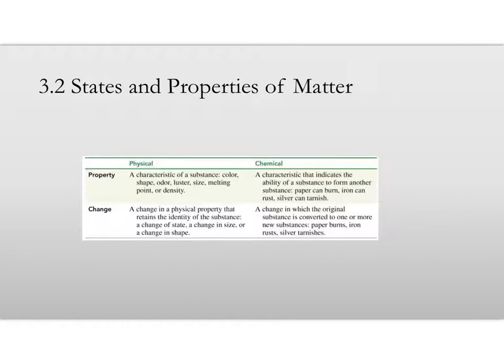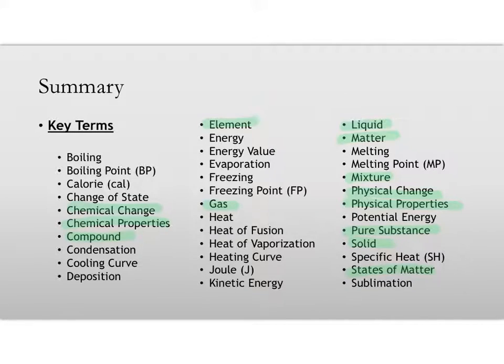This table here kind of just shows you the comparisons between physical properties and chemical properties, and physical changes versus chemical changes. And you can see here some of the key terms at the end of the chapter in the book that we've covered today: chemical changes, chemical properties, compounds, elements, gas, liquid, matter, mixtures, physical changes, physical properties, pure substances, solids, and states of matter.